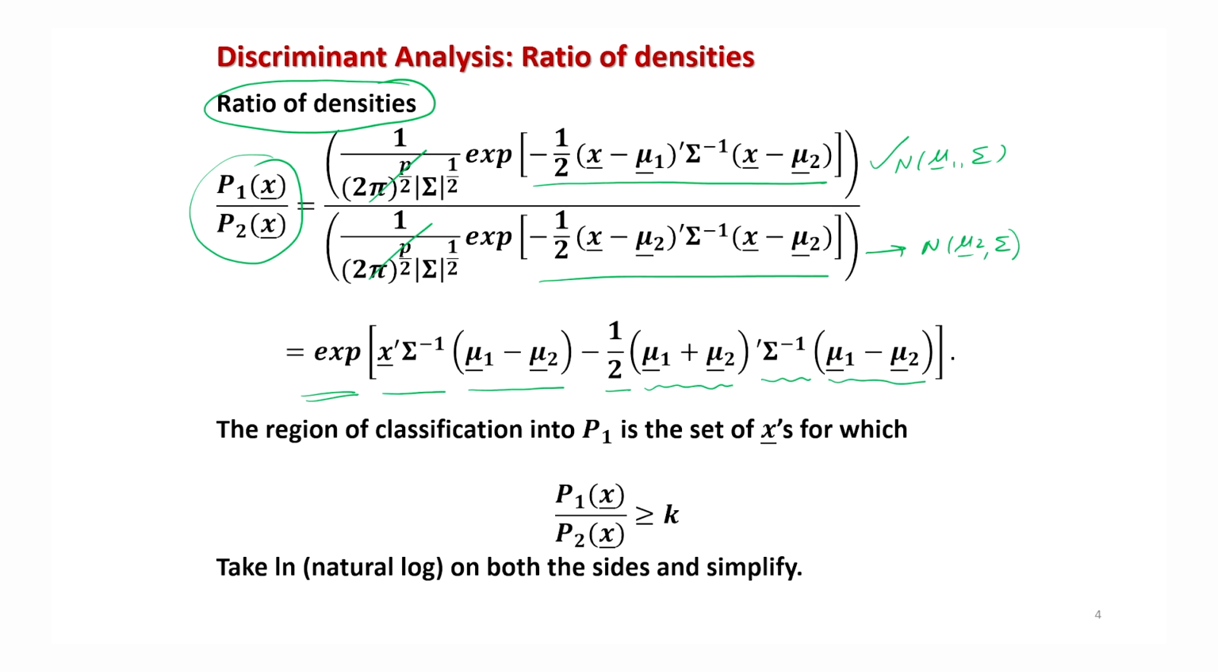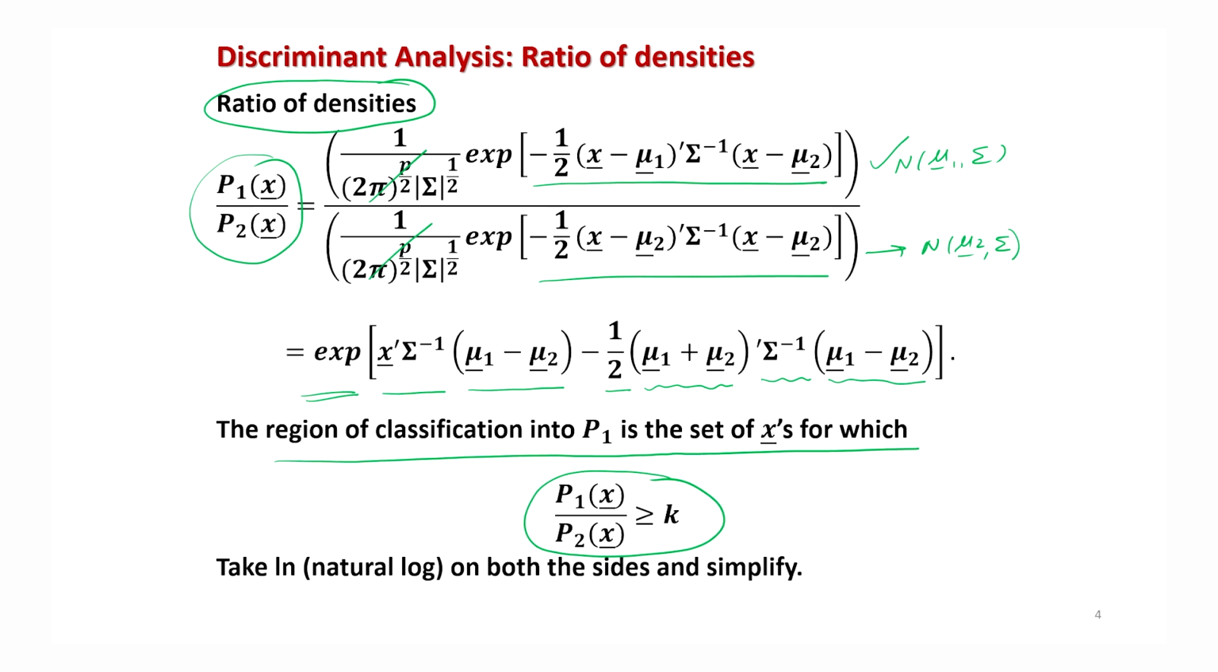So obviously now what are we going to do? If you observe an observation x, you compute the probability that this observation is coming from population 1 or population 2, and you classify the observation to the population for which the probability is higher. So now you are considering the ratio of two probabilities. The region of classification into P1 is the set for which P1(x) upon P2(x) is greater than or equal to k, where k is some constant, right?